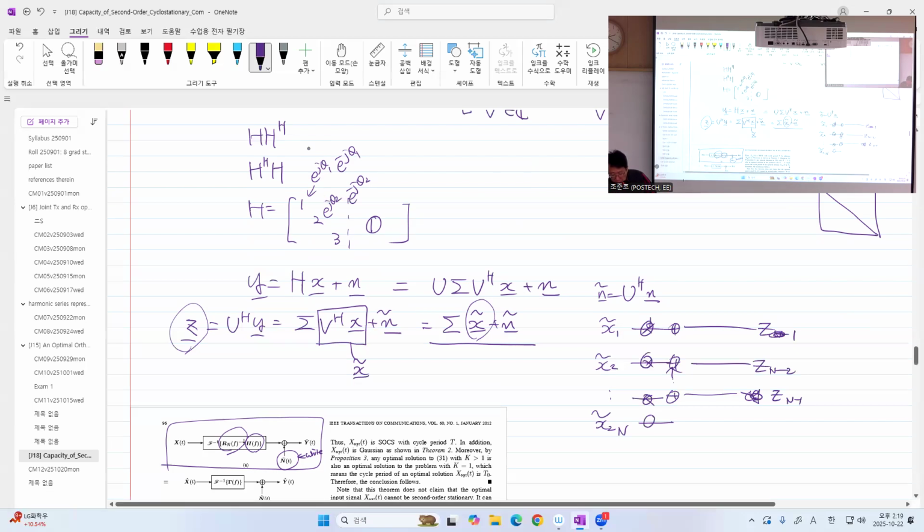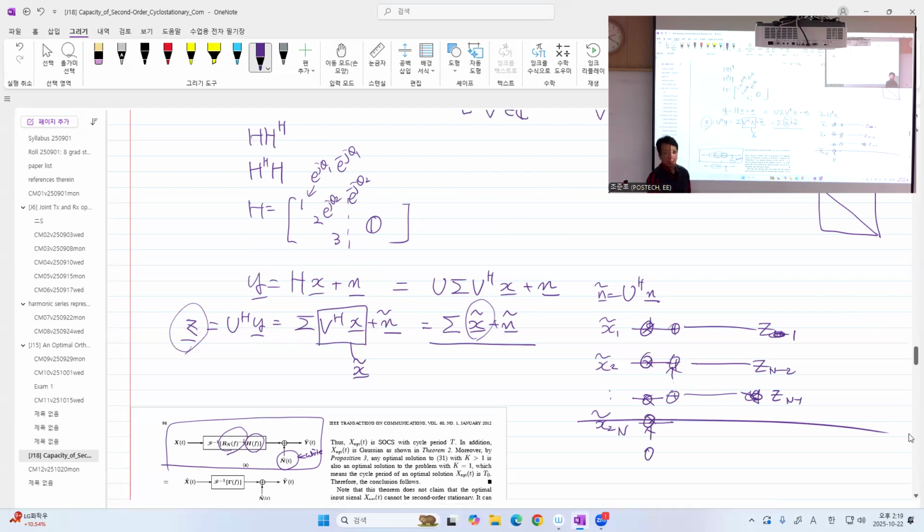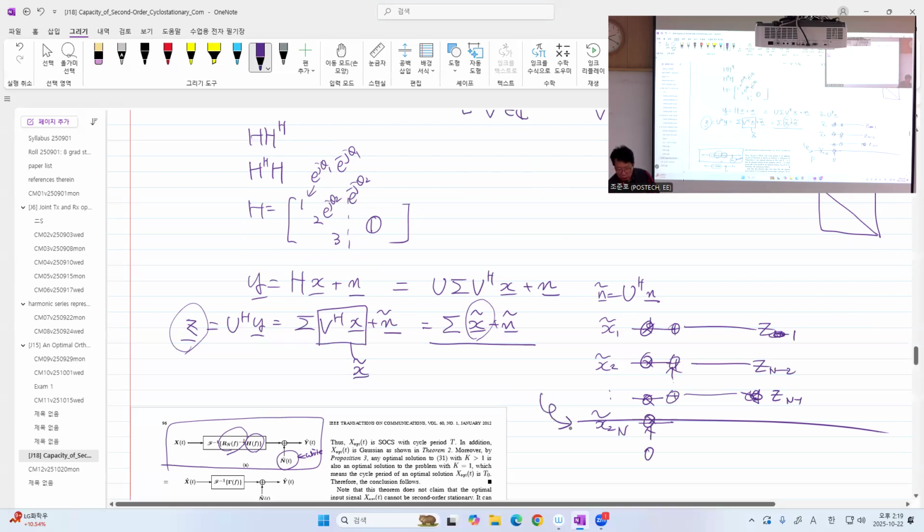0 is multiplied to the input. So that channel input is not contributing to the output. In that case, you do not assign any power. So P tilde N must be 0.